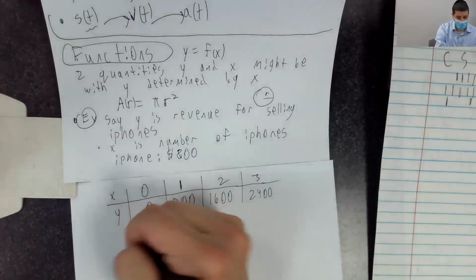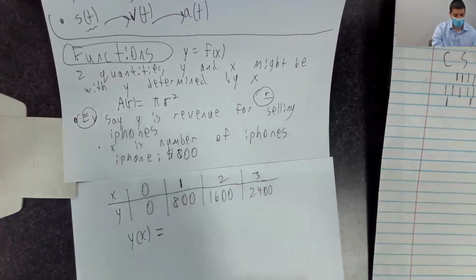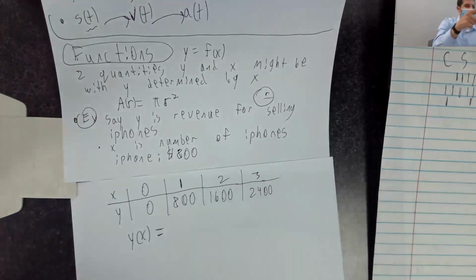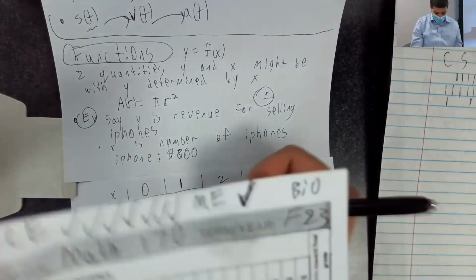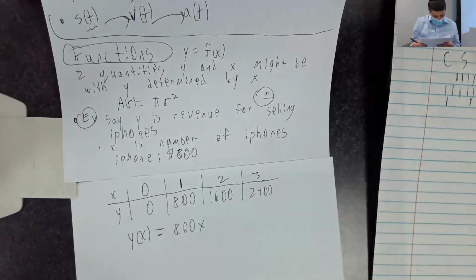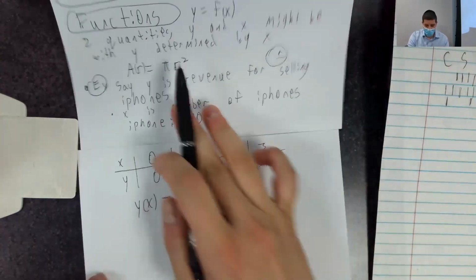X and y are clearly related. Can I write it as an equation? Y of x is equal to what? Y of x, which is the revenue, what function is that? Someone who hasn't spoken in the back. X times 800. And your name? Selena. Okay, x times 800. Yes, so do you see 0, 1, 2, 3? It matches.